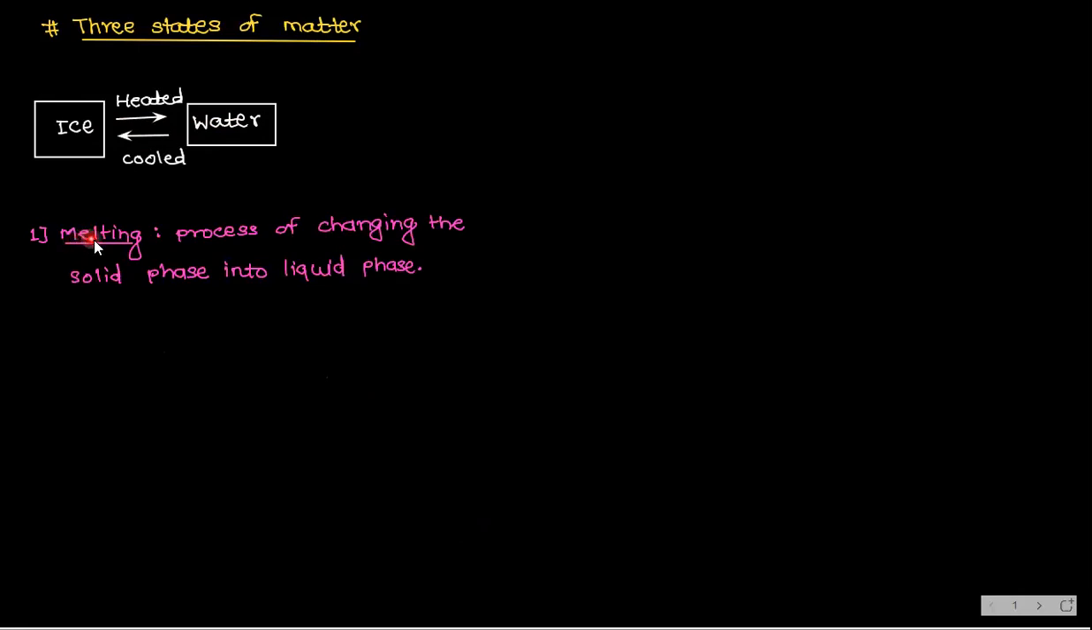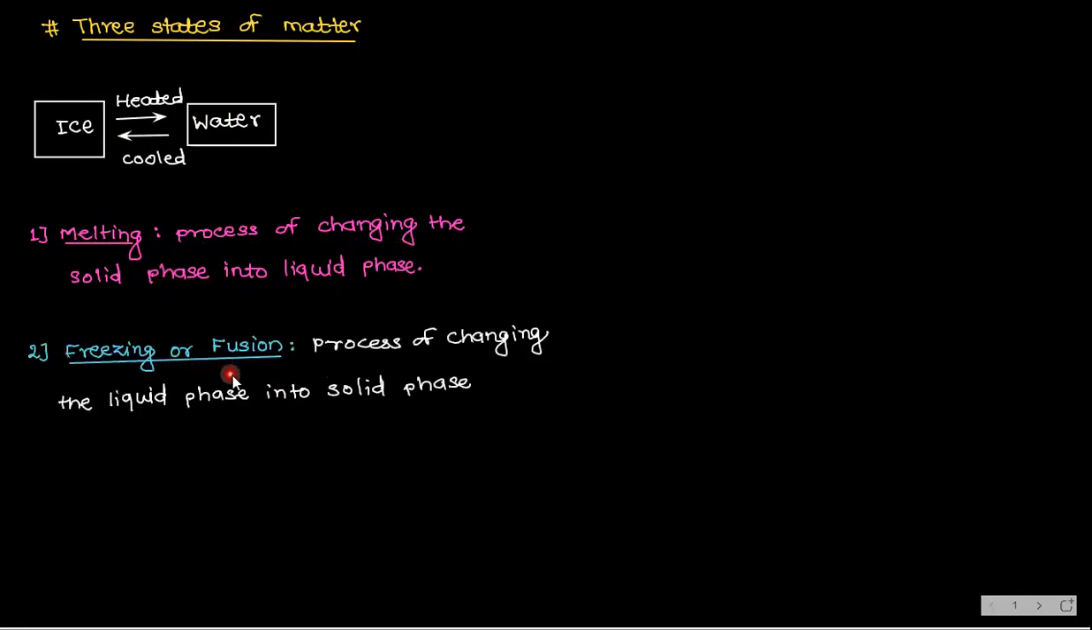So what is melting? First of all, melting is the process of changing the solid phase into the liquid phase. Next, freezing is the process of changing the liquid phase into the solid phase. Liquid to solid means fusion, and solid to liquid means melting, as you know this.